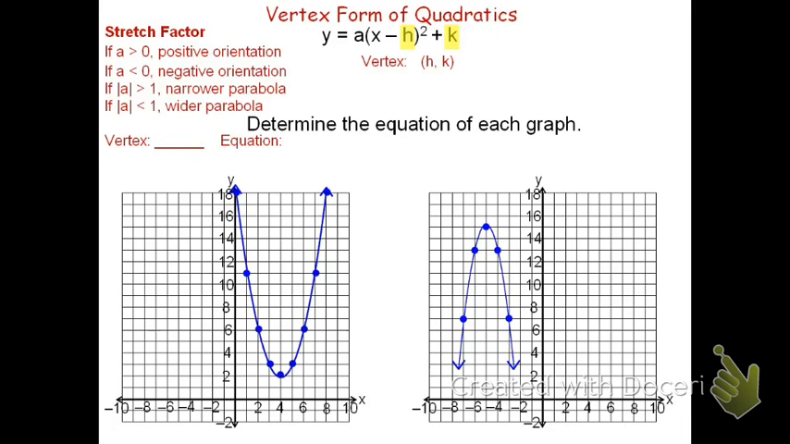In the first example, we're going to find the vertex, the stretch factor, and then the orientation. We'll use those to write the equation for this parabola. Beginning with the vertex, it is at the bottom of this parabola. It is a minimum value. It is down here. That vertex is at 4, 2.